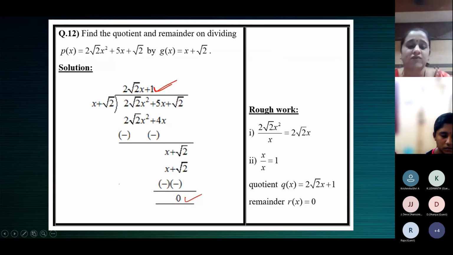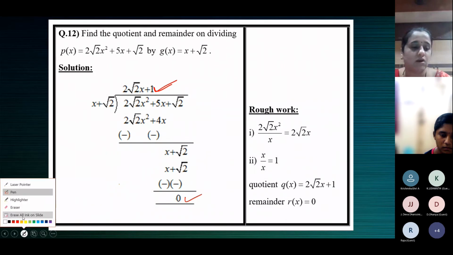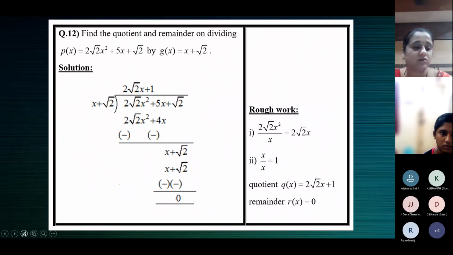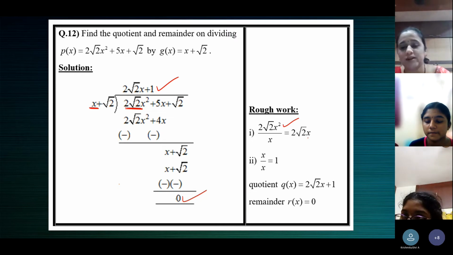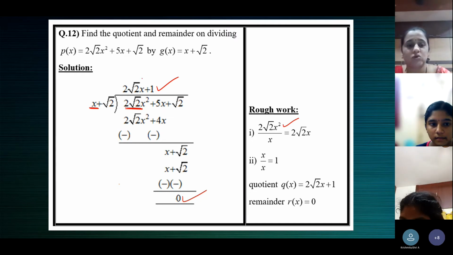But we also have to find the quotient. So we have to perform the long division. So here you get the quotient and remainder. The division process is like this. This is the first term of the dividend, and this is the first term of the divisor. You need to divide the first term, you can see it here, rough work. Divide the first term of the dividend by the first term of the divisor, and you get 2 root 2x. So 2 root 2x is the first term in the quotient.